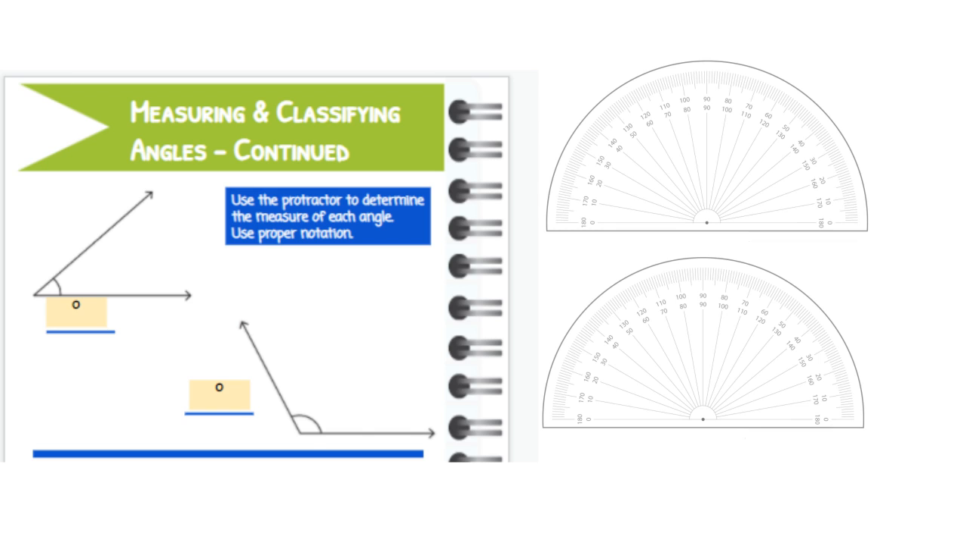Here's page 2 where we're going to be measuring and classifying angles again. On your notes, you should have a protractor off to either the left or the right. What we're going to do is drag those protractors over to our angles and practice measuring. So bear with me here with the technology, but let's see if we can get this to work.